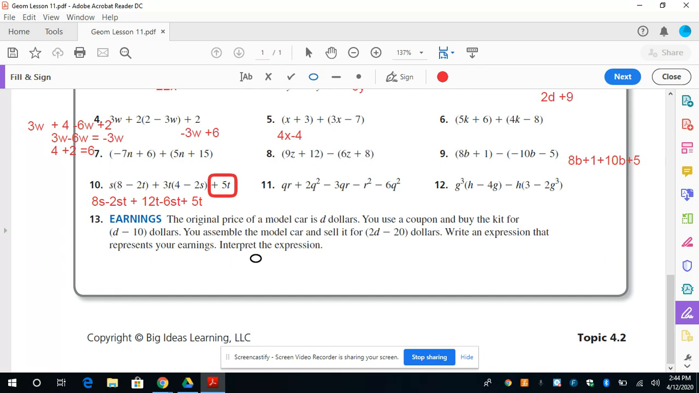And for number 13, let's see, the original price of a model car is $D. You use a coupon and buy, a coupon is like a discount, right? It's a percentage off of the item. So you use a coupon and buy the kit for D minus $10. You assemble the model car and sell it for 2D minus $20. Write an expression that represents your earnings. So you have a kit that's D minus 10. So that's what you're buying it for. And then you sell it for 2D minus 20. So they want to know what you're earning here.